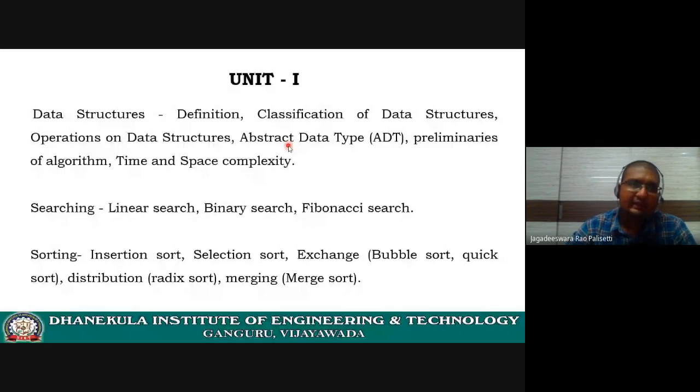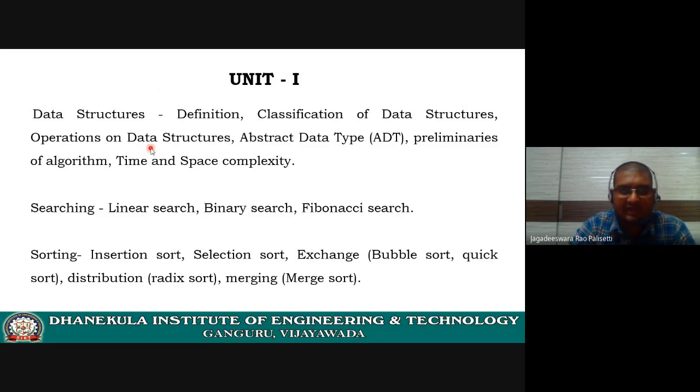Then, what are the operations? Here, the operations on a data structure may differ from one data structure to another. The names may be different. The operations are nothing but inserting data, deleting data, modifying existing data, sorting the data, or merging two or three data sets. All those come under the operations on a data structure.